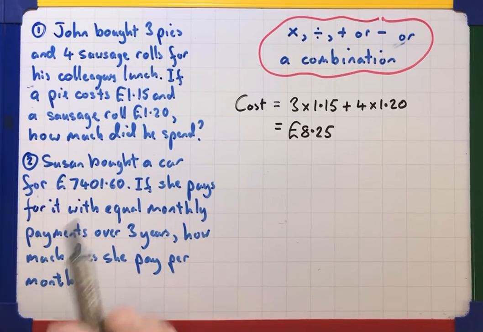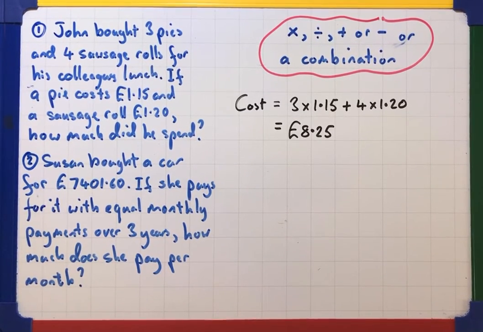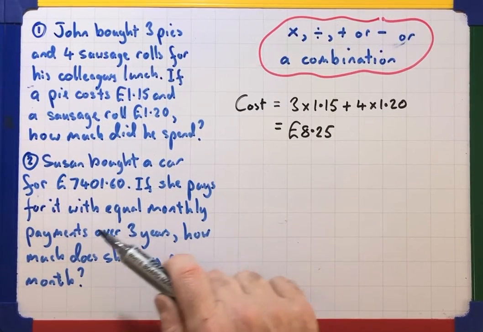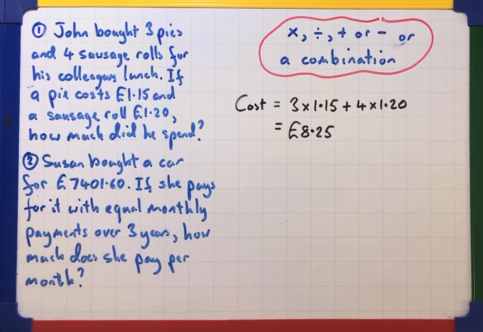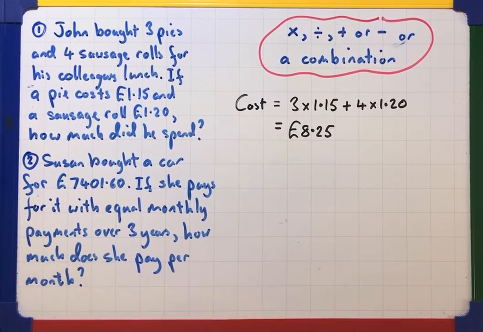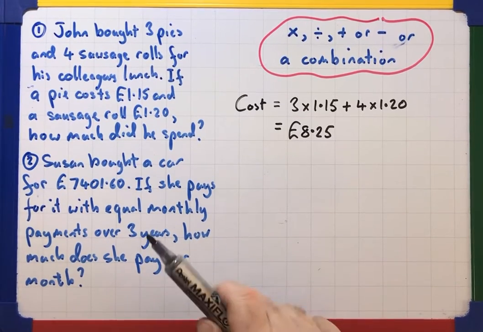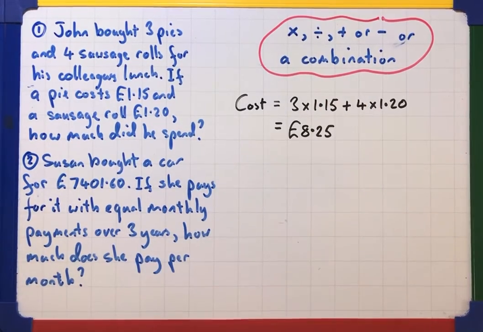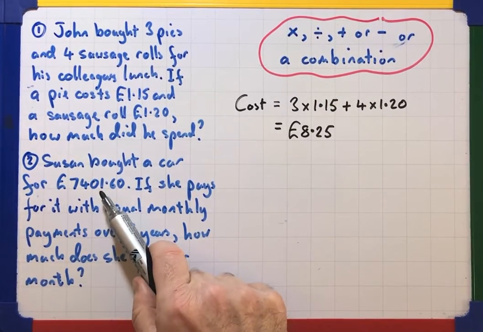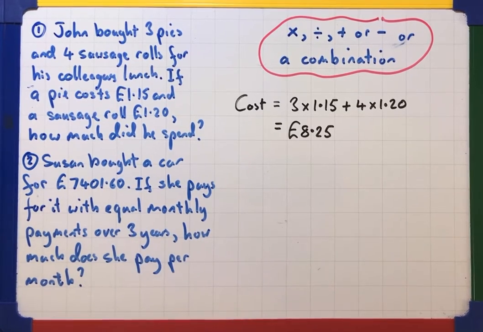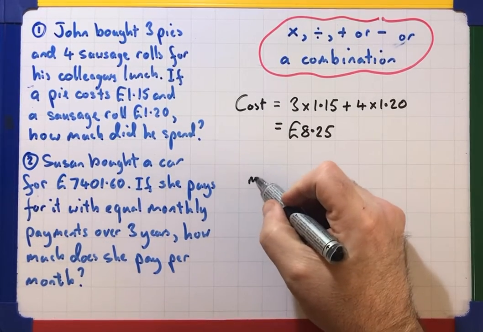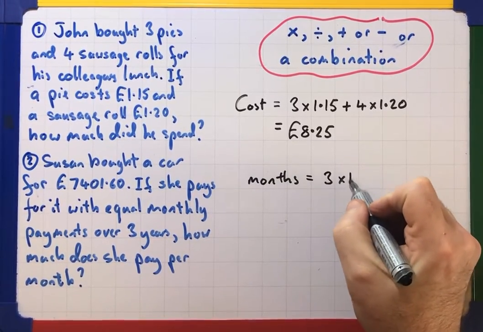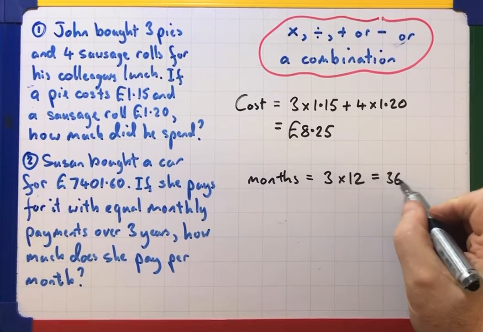Susan bought a car for £7,401.60. If she pays for it with equal monthly payments over 3 years, how much does she pay per month? So, first of all, I need to know how many months in 3 years. That's going to be multiplying. Then I need to divide the total by the total number of months. So, months first of all, let's work that out. That's 12 months in a year, so that's 36 months.